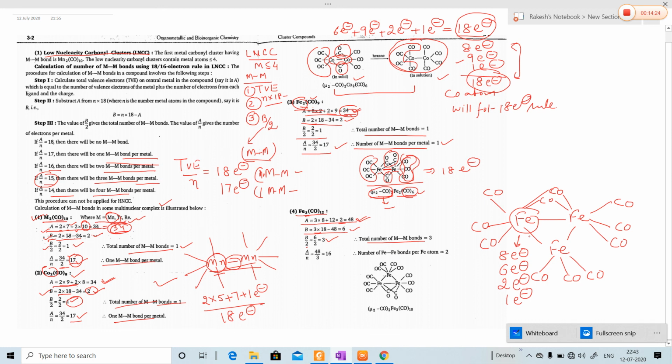and there are 2 metal-metal bonds per metal. So there is 1 electron. So in this way we will get 18 electrons. 8, 6, 14, 2, 16, 17, 18. So each metal will get 18 electrons. So in this way, we can find out the structure of different carbonyl clusters.